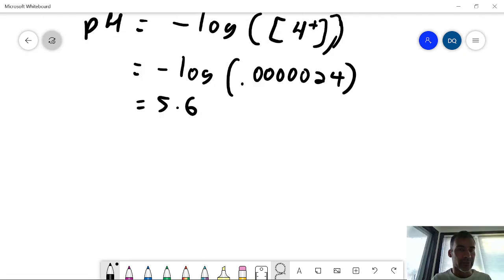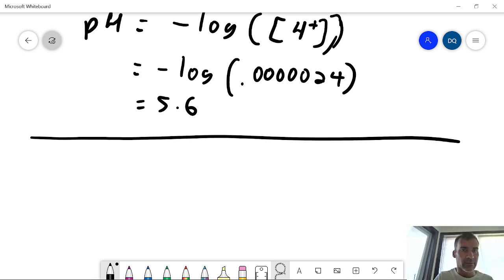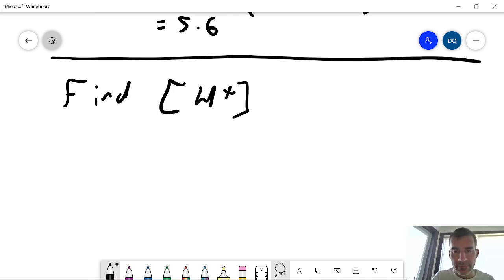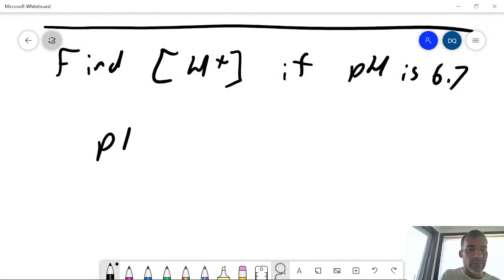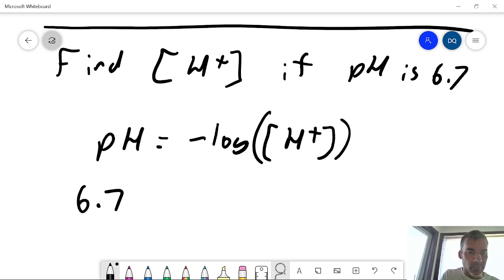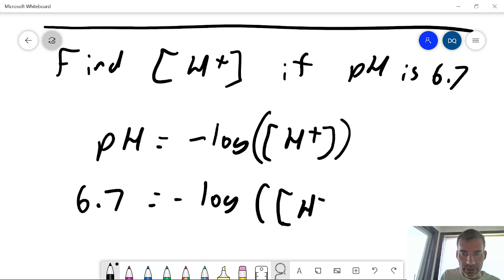Okay, now let's try this backwards. Find the hydrogen ion concentration. So let's find the H+, the hydrogen ion concentration, if the pH is 6.7. So that's somewhere near neutral. Remember, the pH is the negative log of the hydrogen ion concentration. So 6.7 is the negative log of the hydrogen ion concentration we're looking for.